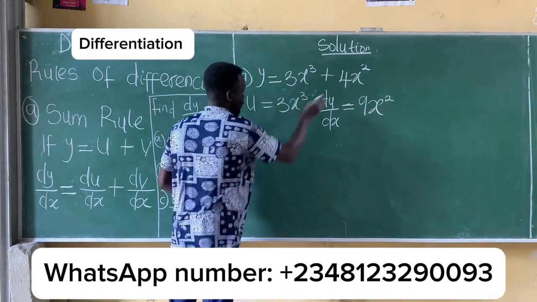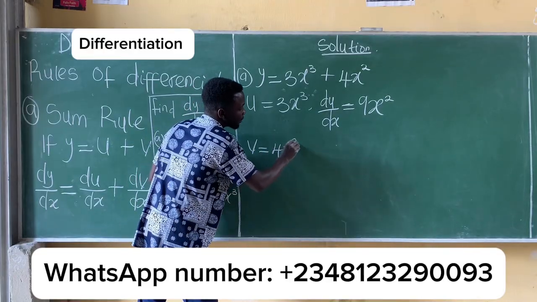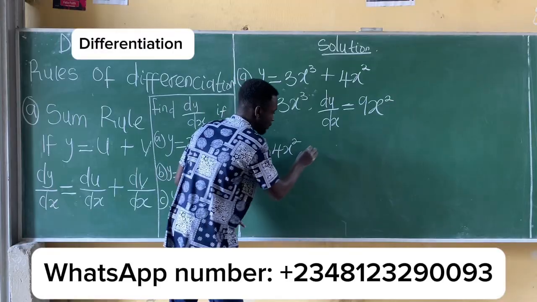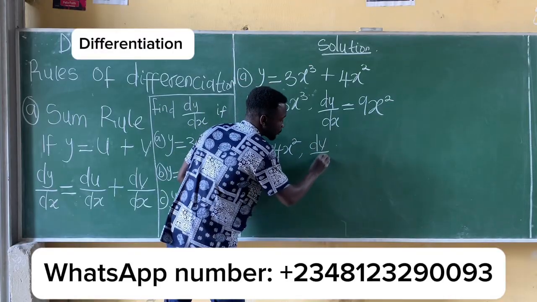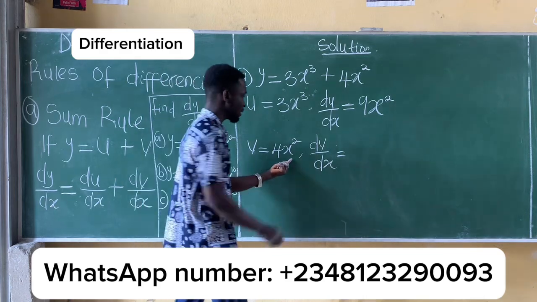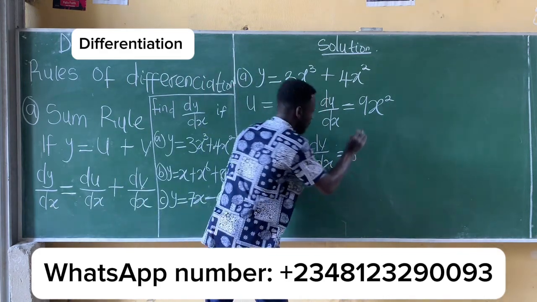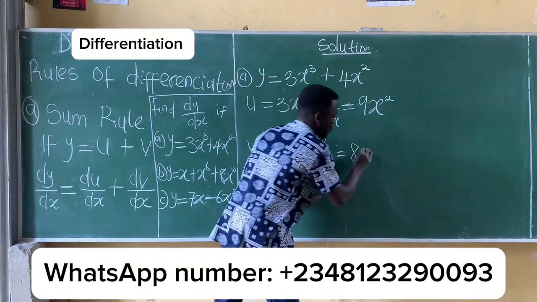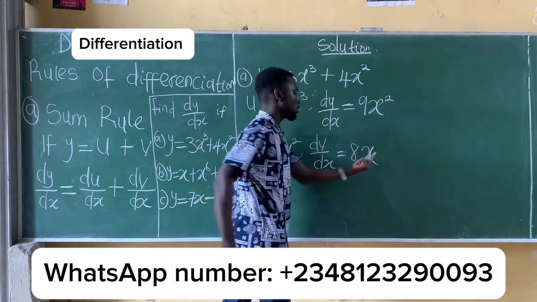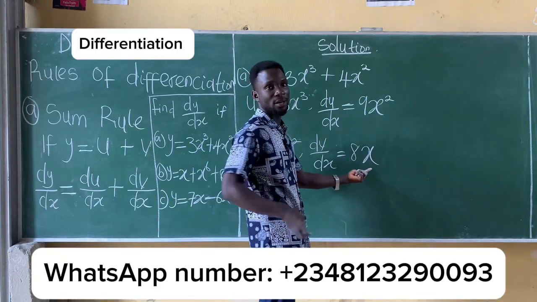Also, our v is the second function. v is equal to 4x squared. To get your dv/dx, differentiate 4x squared. To differentiate this, 2 times 4 will give us 8. 2 minus 1 will give us 1. So if you differentiate this, which is your v, you are going to have 8x.